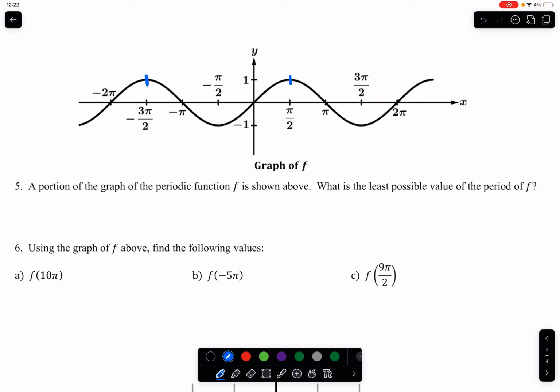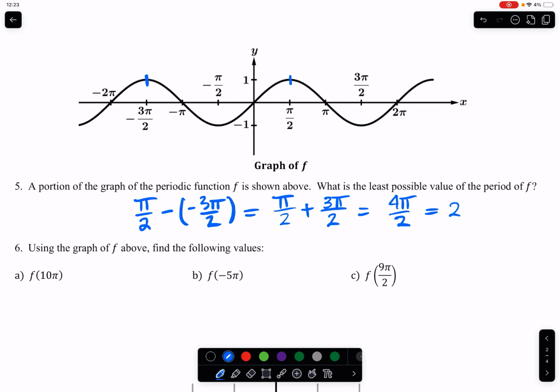So from left to right, since we're going from -3 pi over 2 to pi over 2, to figure out the distance between those two x values, I would simply subtract them. Which is pi over 2, and since I'm subtracting a negative, that's the same thing as adding a positive, and these two things add together by adding the numerators, so we end up with 4 pi divided by 2, which is equal to 2 pi.